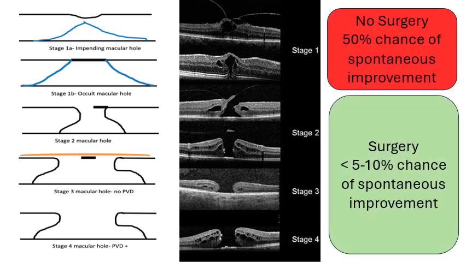we don't operate on stage 1 macular hole, as they have a chance of 50% of spontaneous improvement if there will be a spontaneous separation of the vitreomacular adhesion. However, we start to operate in stage 2 or worse because they only have a 5 to 10% chance of spontaneous improvement without surgery.